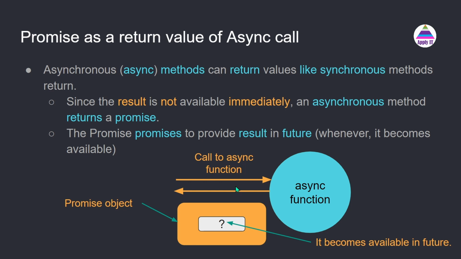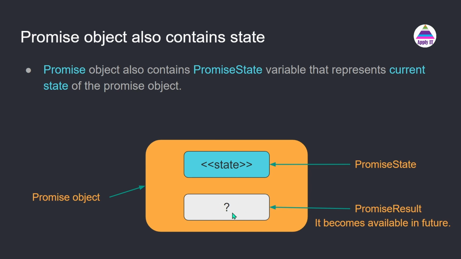Now we can ask: if you make a call to an async function, why does it return a promise object? The async function is asynchronous, that is, how much time it will take is not known. So the async function returns a promise object immediately. Because the result is not available immediately, the asynchronous method returns a promise object. Basically, this promise object promises to provide the result in the future whenever it becomes available. The content of this promise result will change depending upon when the promise gets settled.